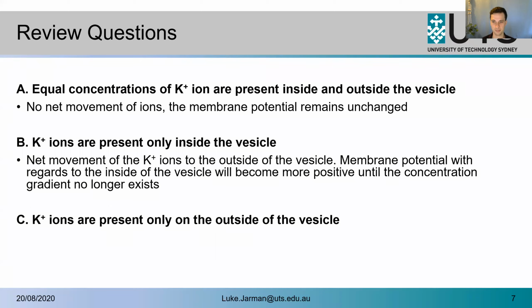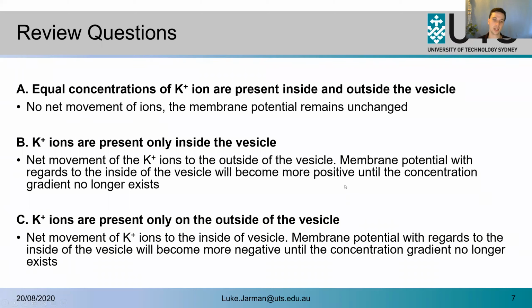It's still just revision at this point. Try not to spend too much time on it. The membrane potential with regards to the inside of the vesicle will become more positive until the concentration gradient no longer exists. That's just physics. That's just nature. And then obviously, if potassium ions are present only on the outside of the vesicle or the cell, this will cause a net movement of potassium ions to move inside the vesicle. Cool.